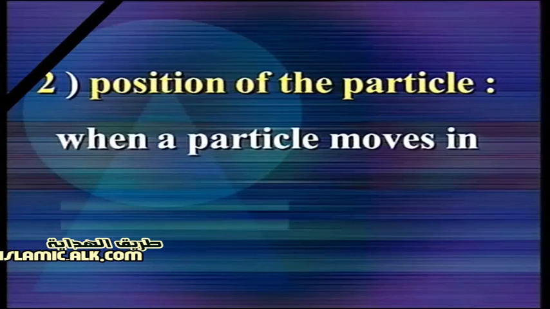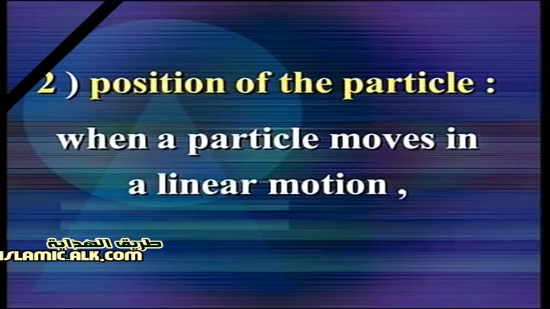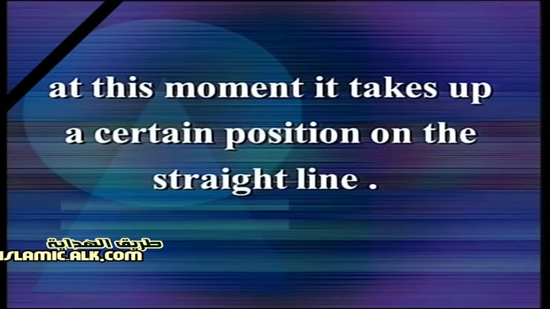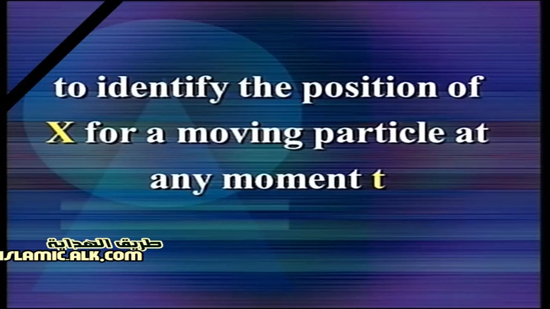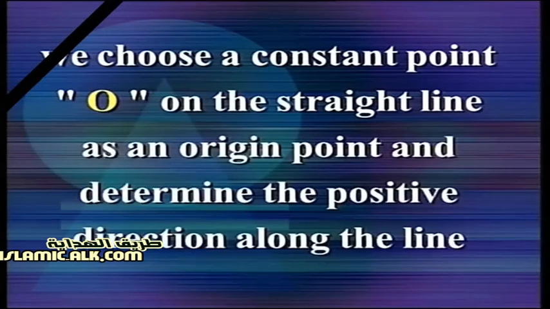Position of the particle. What do you mean by the position of a particle? When a particle moves in a linear motion, at this moment, it takes up a certain position on the straight line. To identify the position x of the moving particle at any time, we choose a constant point O on the straight line as an origin point and determine the positive direction along the line.